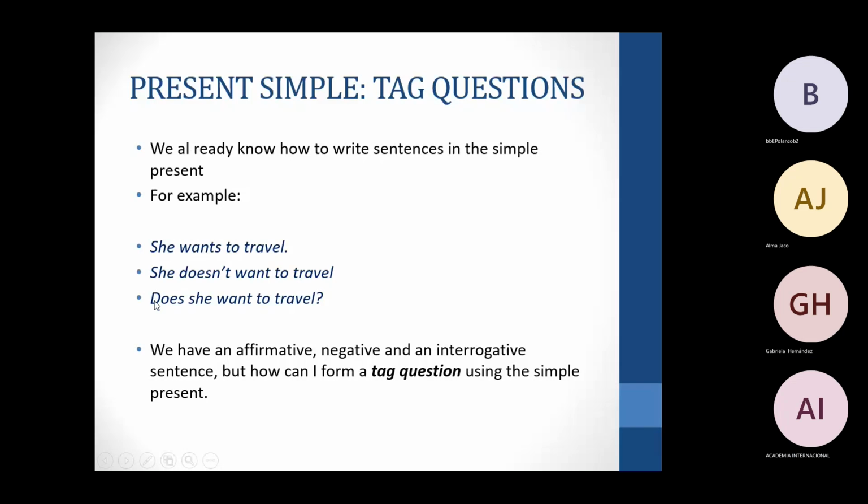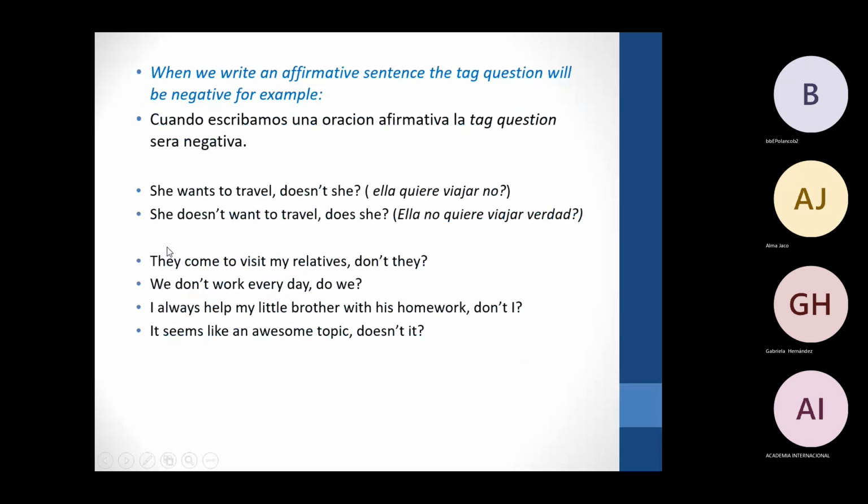Este es el presente simple. We have an affirmative, negative, and interrogative sentence. But how can I form or make a tag question using the simple present? ¿Cómo puedo hacer esto de las tag question con el presente simple? Look at these examples here. When we write an affirmative sentence, the tag question will be negative. Cuando escribamos una oración afirmativa, la oración del final va a ser negativa.